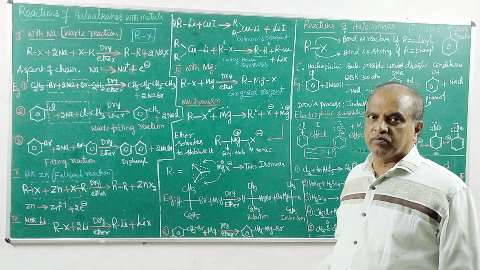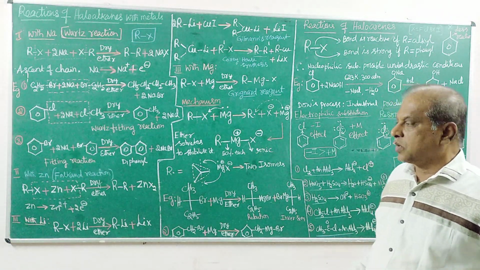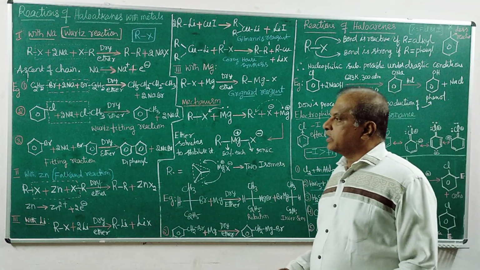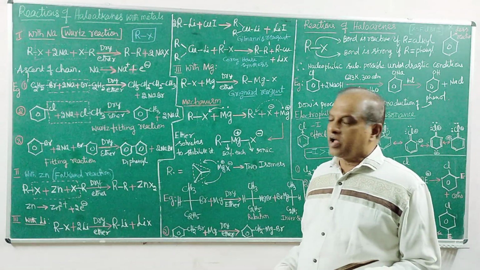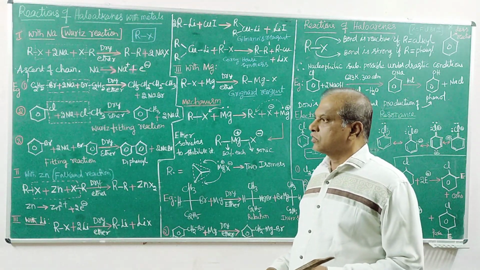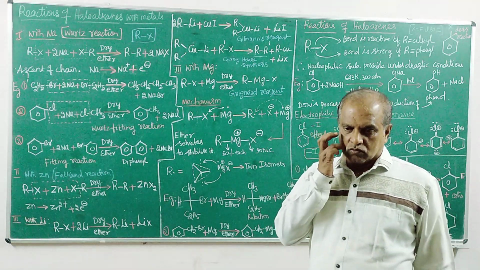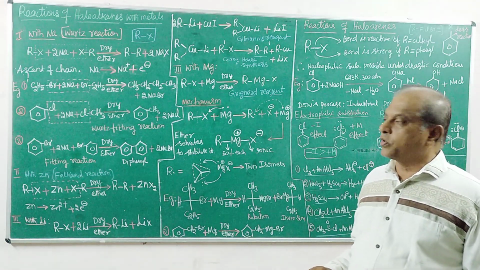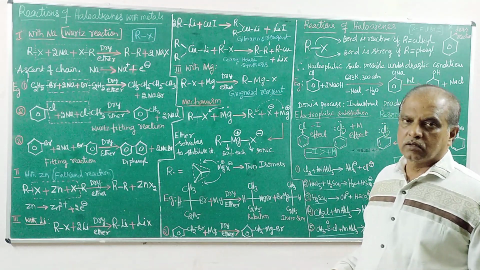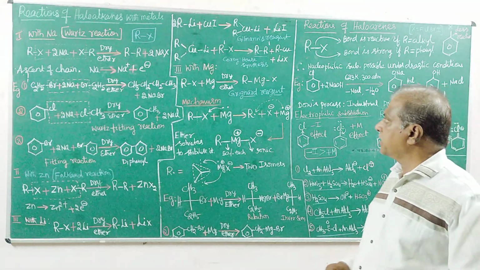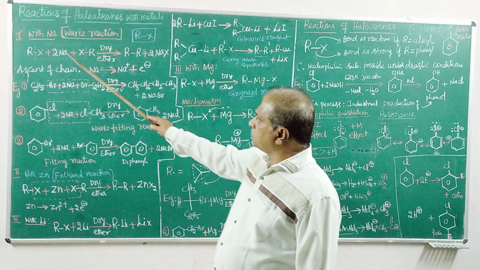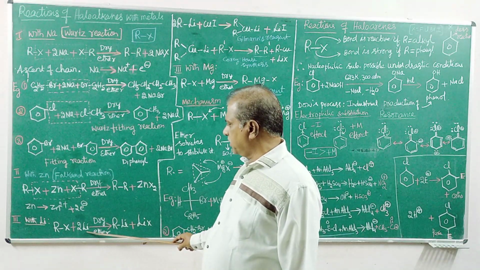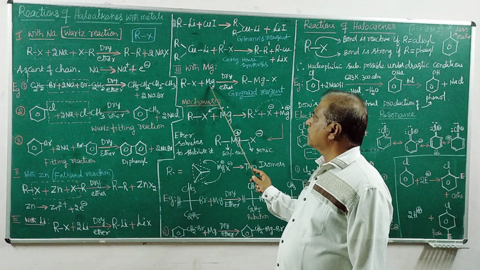Reactions of haloalkanes with metals and some reactions of haloarenes. What are the metals which can react with haloalkanes? The metals are reactive metals. What are those reactive metals? Reactive metals are sodium, zinc, lithium and magnesium. Sodium Na, zinc Zn, lithium Li, magnesium Mg, the symbols.